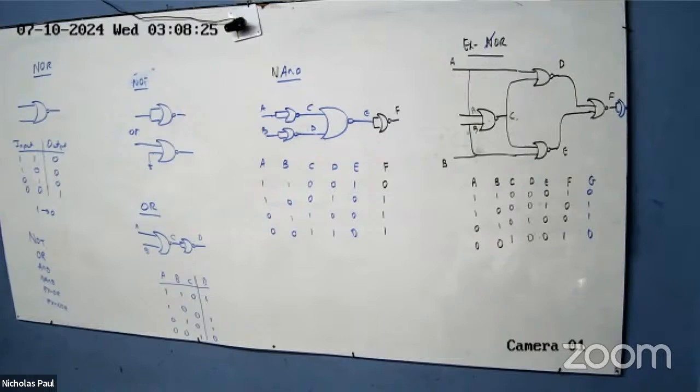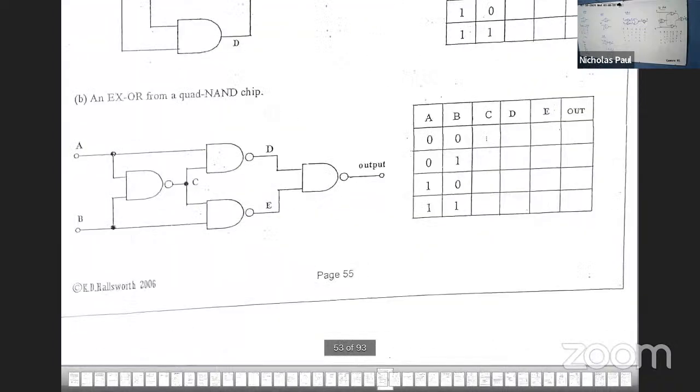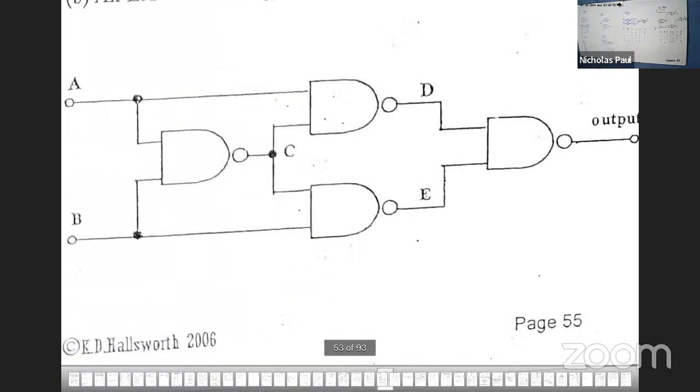All right, next. Right, so I want you to do the NAND homework, right? Let's go back to this little handout here. All of those here. You do have one. Right, I'll give you a small help. Do the truth table for this one, please.